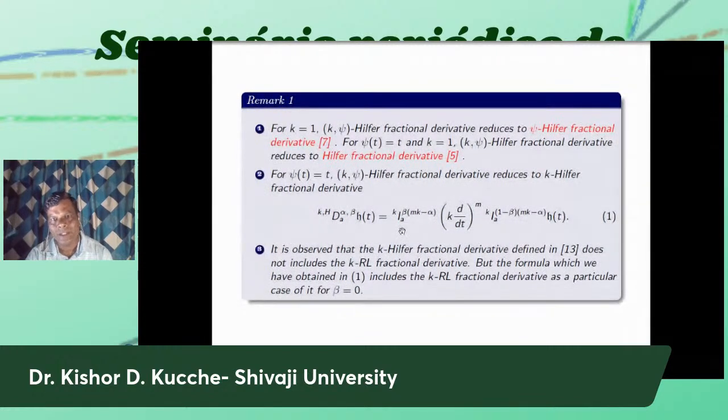In the literature, some authors in [13] have tried to give a definition of the Hilfer derivative, but we observe that it does not include the famous Riemann-Liouville derivative and k Riemann-Liouville derivative. But with the attempt we have made to define the k-Hilfer derivative, after defining it we observed that when we put psi of t equal to t, it converts in this form, and when we take beta equal to 0, it reduces to the k Riemann-Liouville derivative. So it is a real generalization, or a different type of derivative.